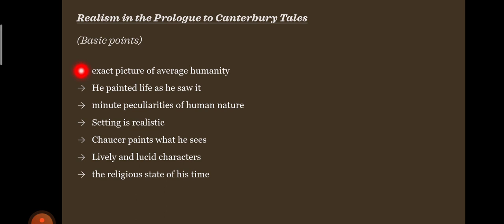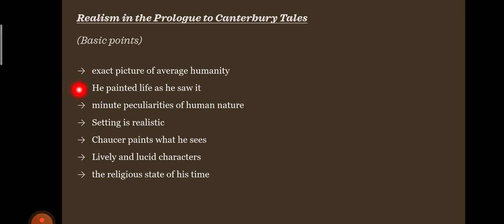As we know, the writers before him were busy weaving stories or were just describing a very unrealistic world, but Chaucer kept away from all this type of unrealistic world. He describes the exact picture of average humanity, men and women as they were in real life. He presents them truthfully without any kind of exaggeration.